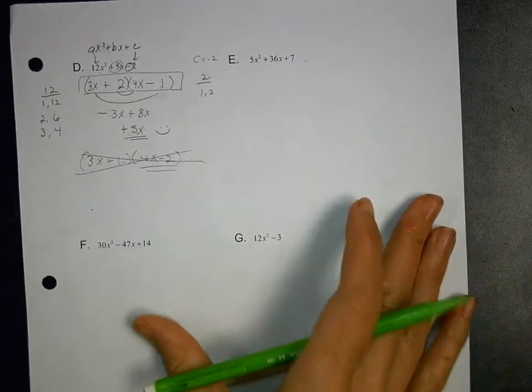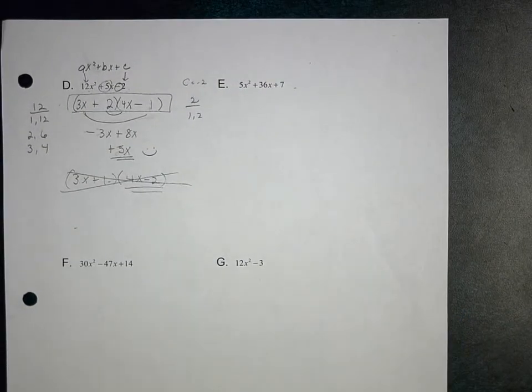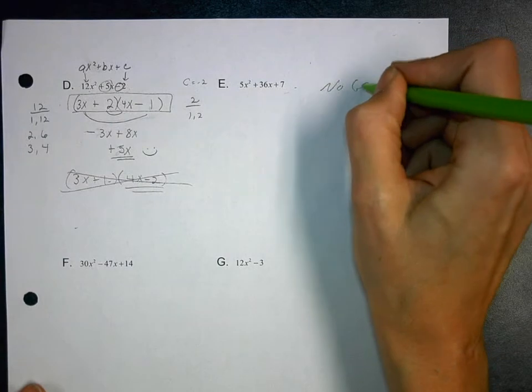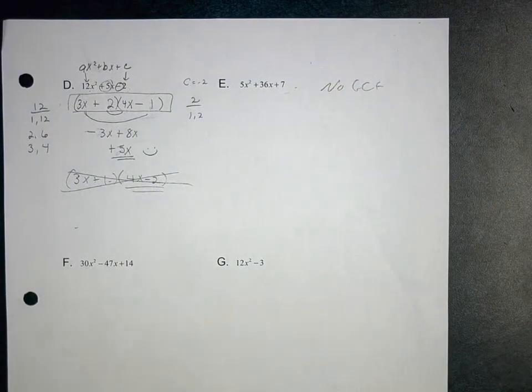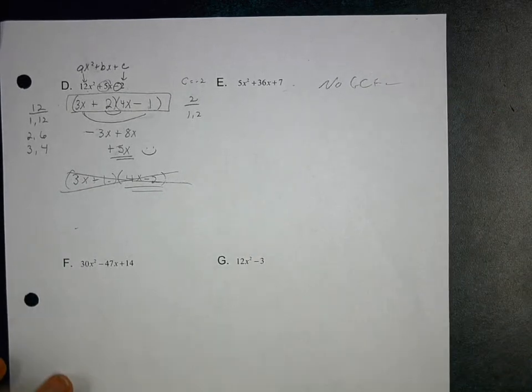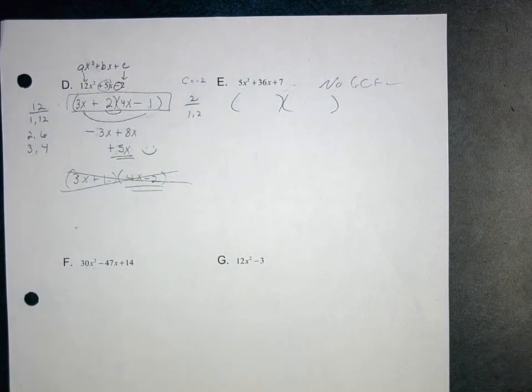All right, let's look at E. Let's look at E on this one. This is 5x squared plus 36x plus 7. So again, I look for a greatest common factor. Boom, no GCF. No number comes out of all of them. No variable comes out of all of them. There we go. Now I have my two sets of parentheses.